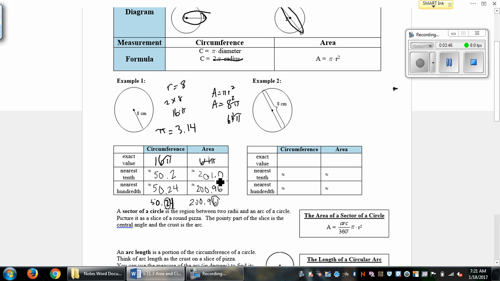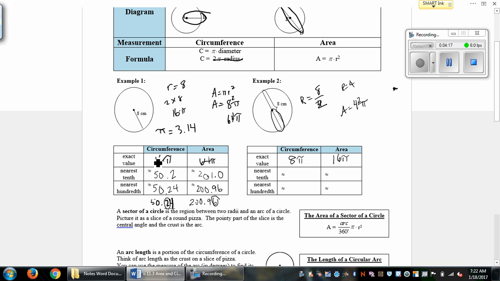On to example 2, here we've got a diameter of 8. So for the circumference, we can just go directly to it. It's going to be the diameter times pi for our exact value. In order to get the area, we need the radius. Radius is half of the diameter. Okay, so the radius is 4. So we end up with 4 squared pi for our area. So that becomes 16 pi.